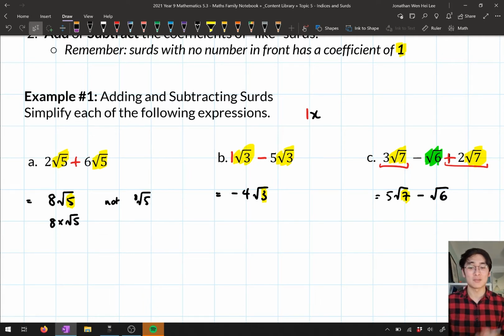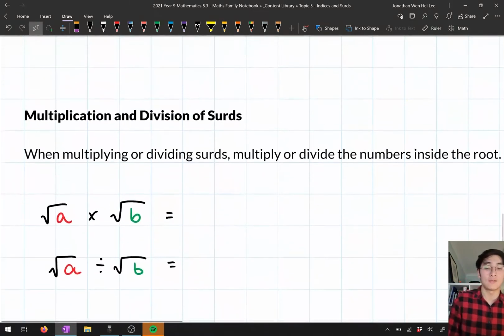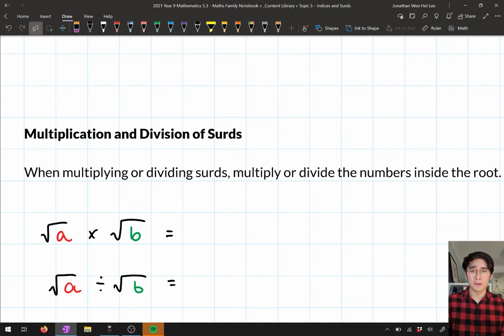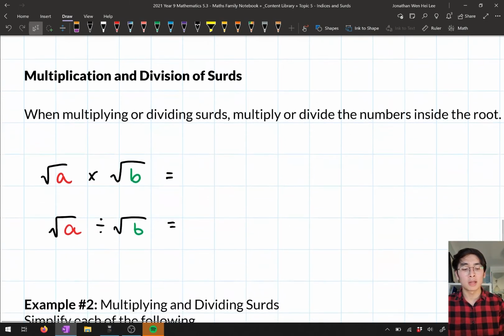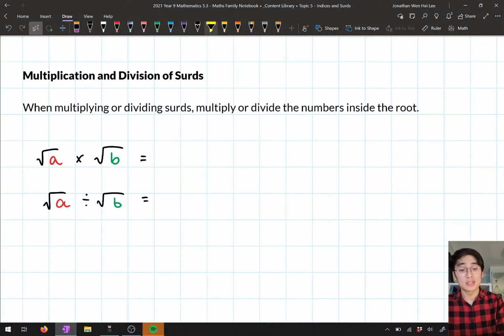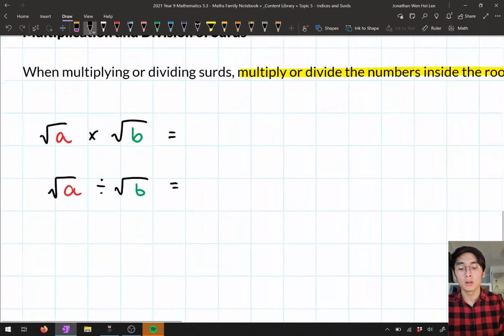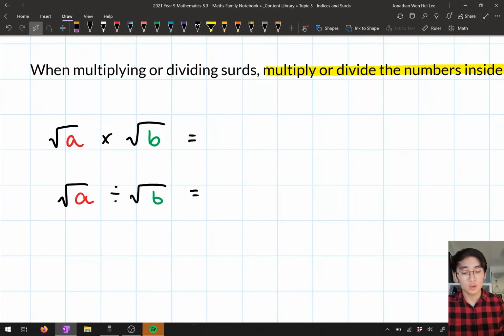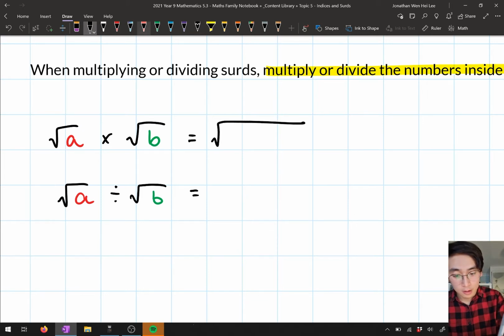Okay, so that's the first part of today's lesson: adding and subtracting surds. Now, the second part of dealing with surds is multiplication and division of surds. This is where we actually can change parts of the surds. When multiplying or dividing surds, multiply or divide the numbers inside the root. So all we're doing is multiplying or dividing the numbers inside the root. For example, if you see square root A times square root B, or root A times root B, what we do is just take the root of A times B.